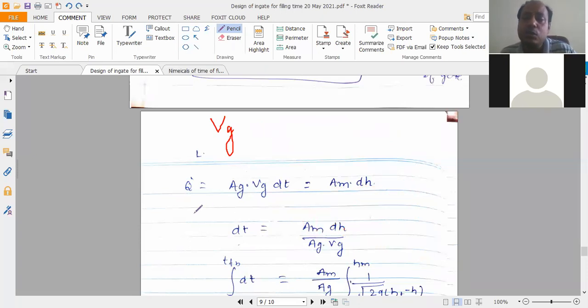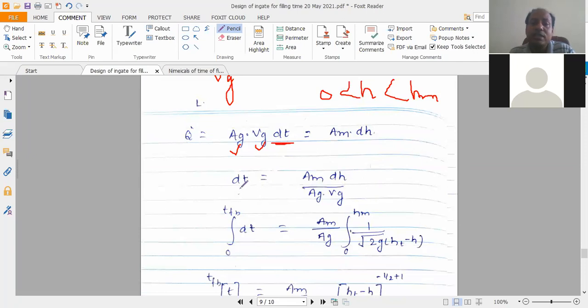Now our aim is to determine the time of filling. The time of filling will involve the area of the gate and the velocity at the gate, and we will calculate the differential time, because the purpose of the differential time calculation is that we have taken an instant. This velocity can be calculated at the instant when the height in the mold is h, and h varies from 0 to hm, the total height of the mold.